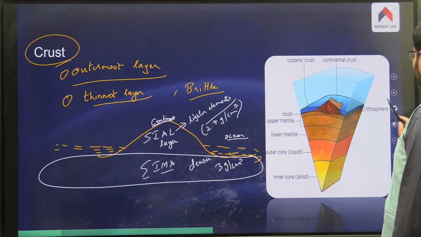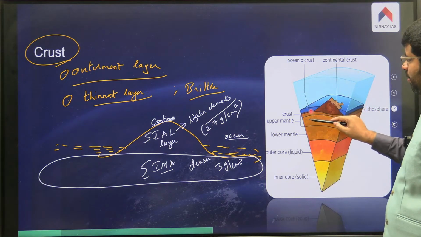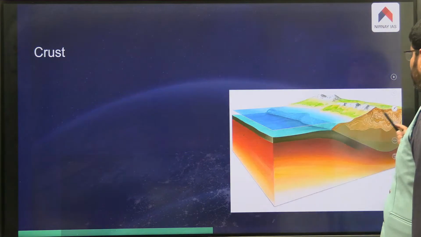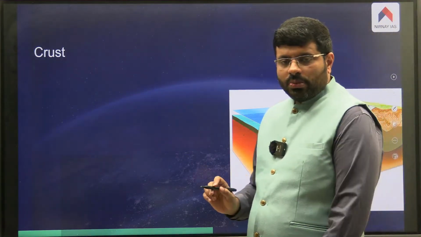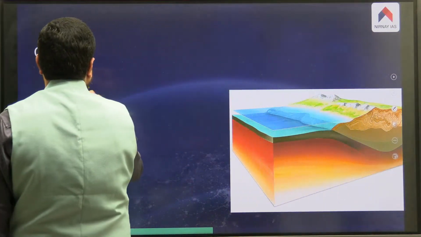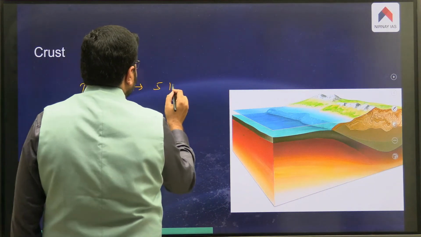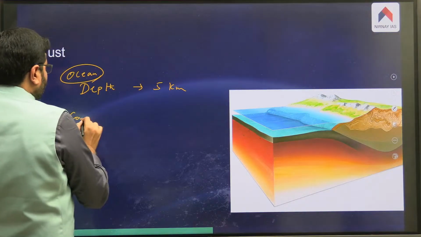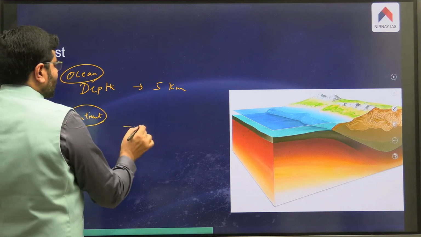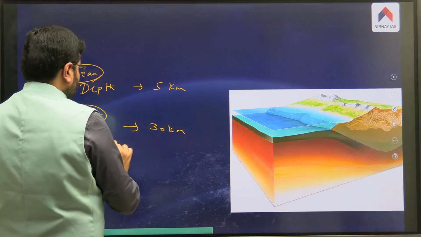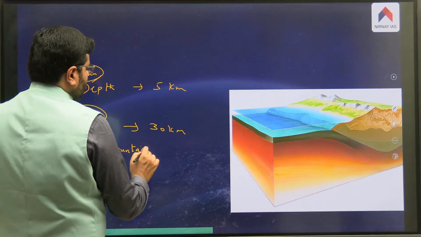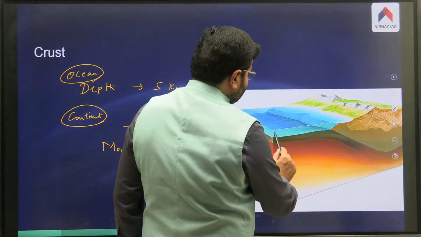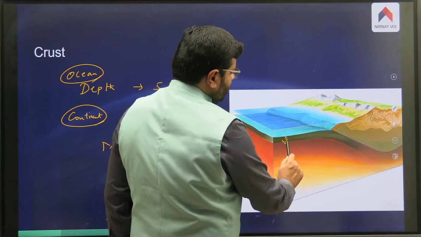Okay, you can see here, oceanic crust. Then, if you see the depth, at the oceanic crust, the depth is just around 5 kilometers. For a continent, the average I can consider as 30 kilometers, and in the mountains, it will go as much as 70 kilometers. You can see here, this is the seabed, this is the crust, just a few kilometers.